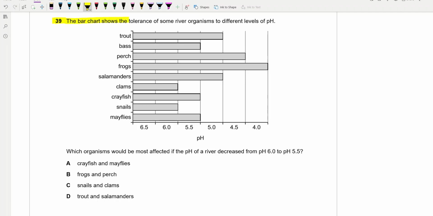Question number 39. The bar chart shows the tolerance of some river organisms to different levels of pH. Which organisms would be most affected if the pH of the river decreased from 6 to 5.5? So if the pH would decrease from 6 to 5.5, clams and snails would be affected. So the correct option would be option C.